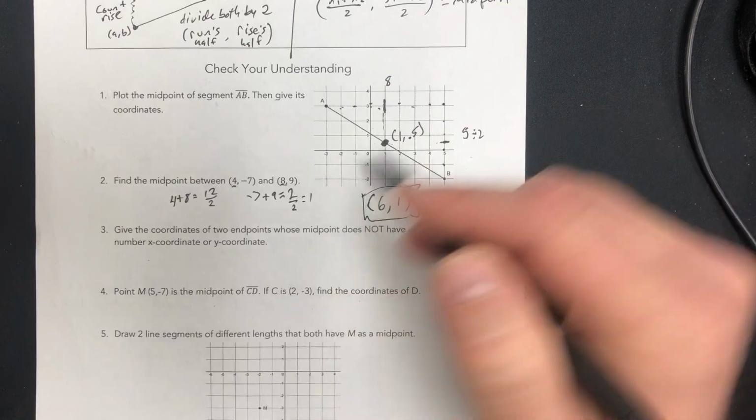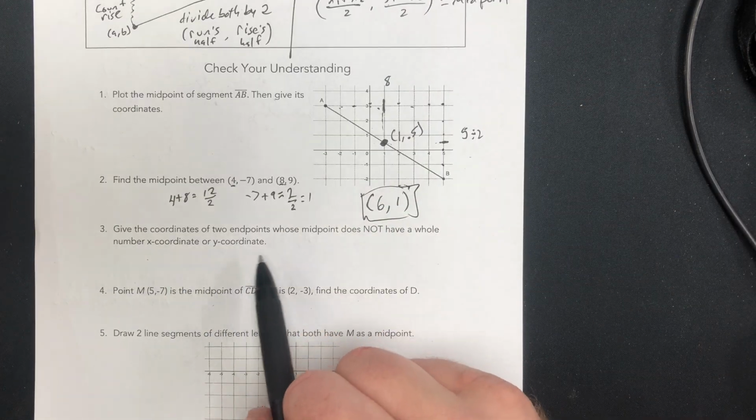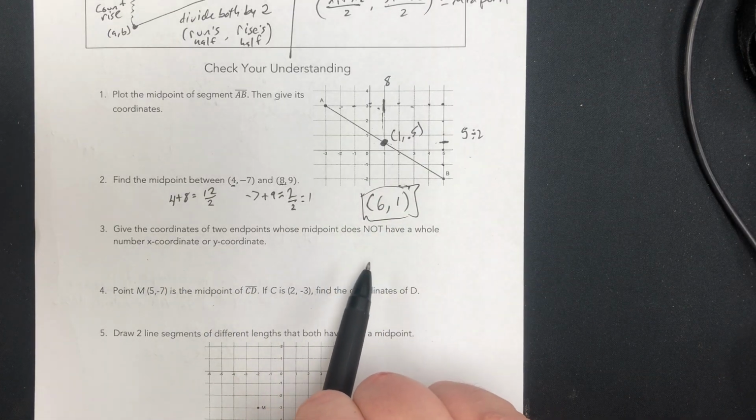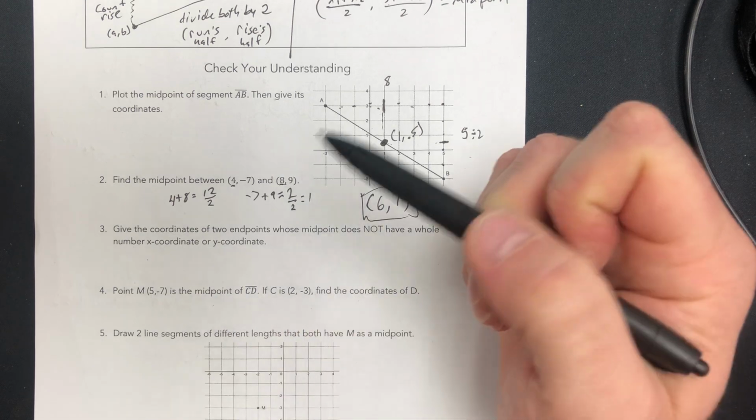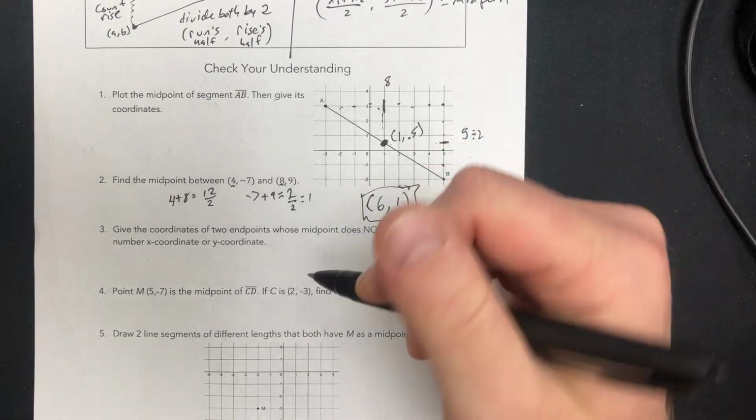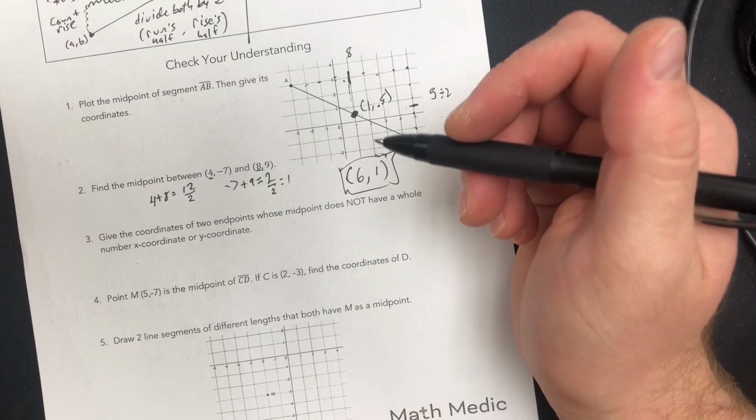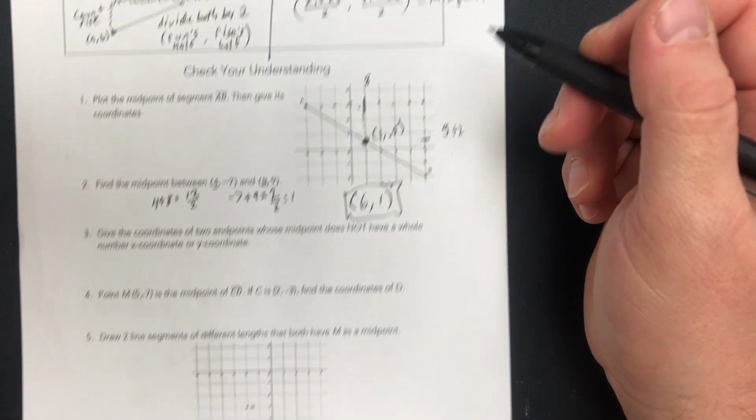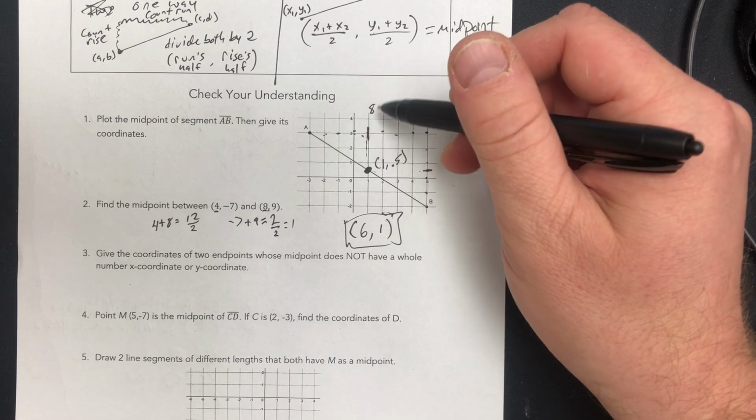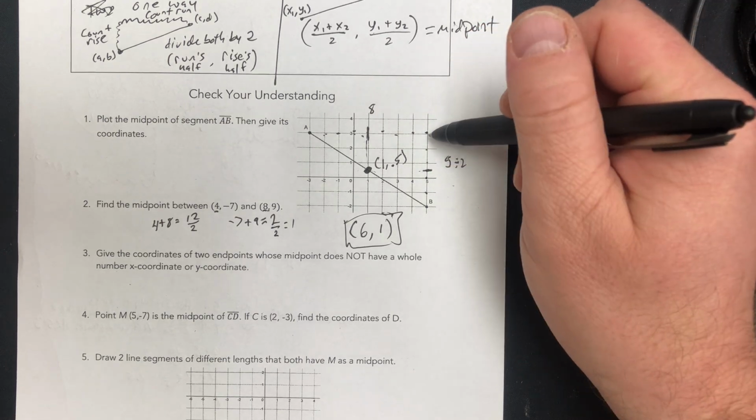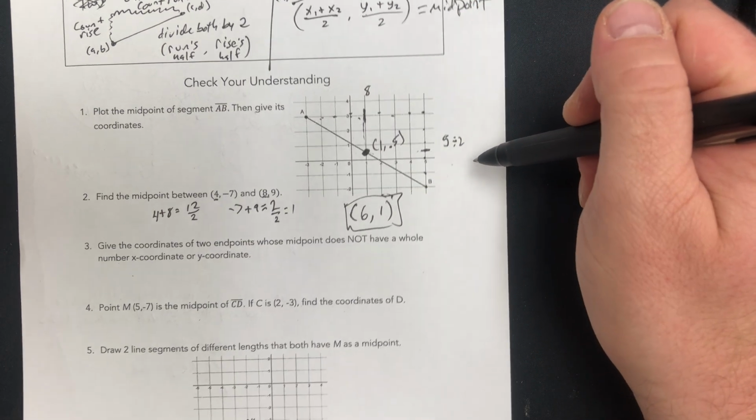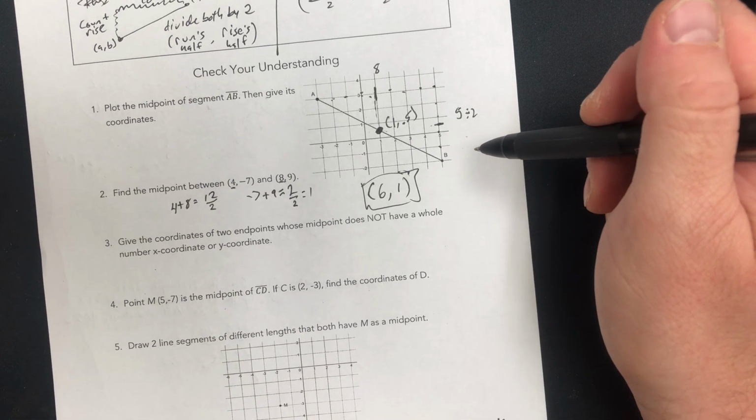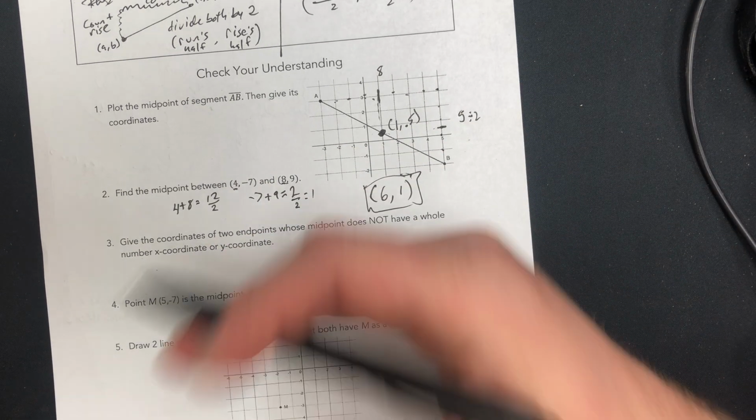All right. Give the coordinates of 2 endpoints whose midpoint does not have a whole number x coordinate and y coordinate. Okay, well, I mean, if we're doing that, we need something where we don't get an even number, right? We have an odd number here, we get 2. So I just need things that are an odd number apart. There's a lot of options.